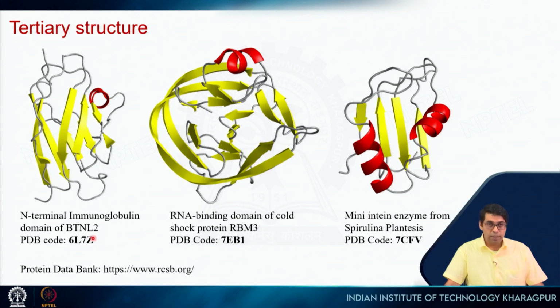Every protein structure is assigned a unique code which is called the PDB code. PDB stands for protein data bank. Every protein will have its unique alphanumerical code, and that defines that protein structure. And if you go to the data bank, you can get a lot of information not only about the structure but also the function of the protein.